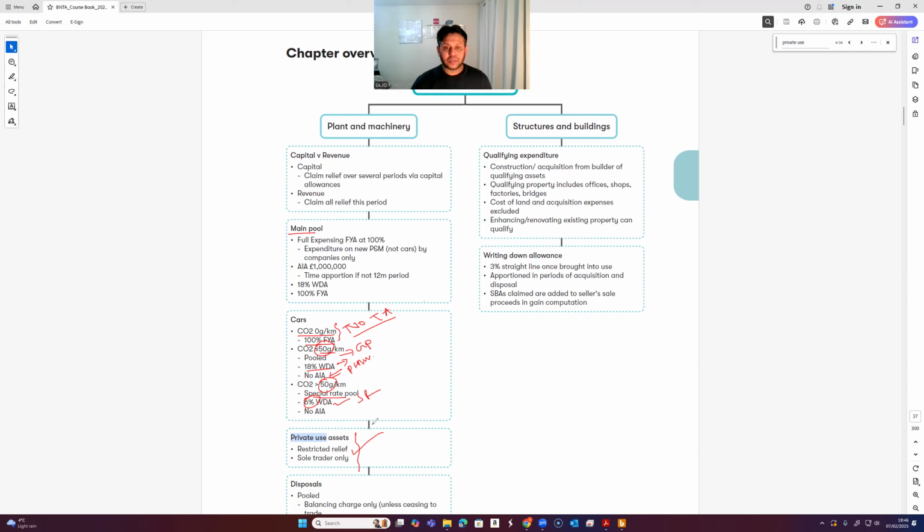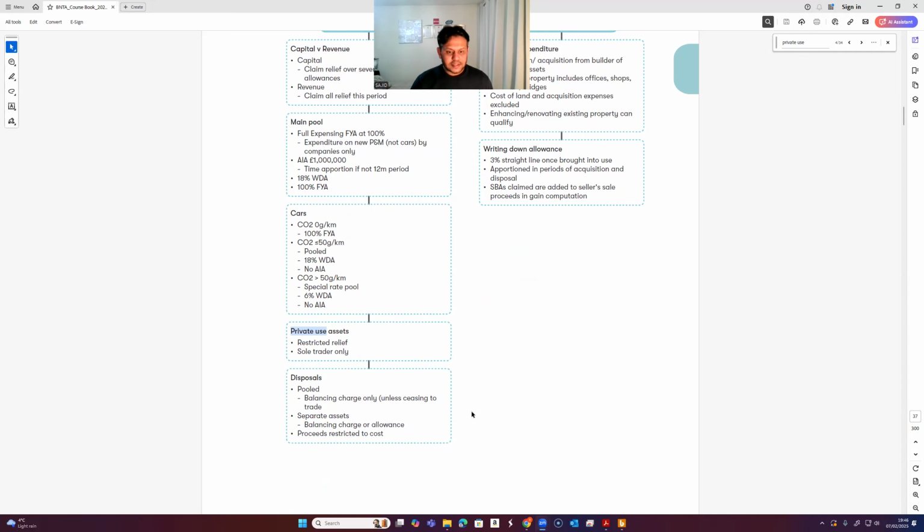All right, so the next one we have here, they're saying for the pool, so pool balance on balancing charge only, separate asset balancing charge allowance. So I'll discuss that. So what happens if we sell the asset? If we sell an asset, it could create either a balancing charge or allowance. Now, balancing charge means, for example, if I sell something for more than the tax written down value.